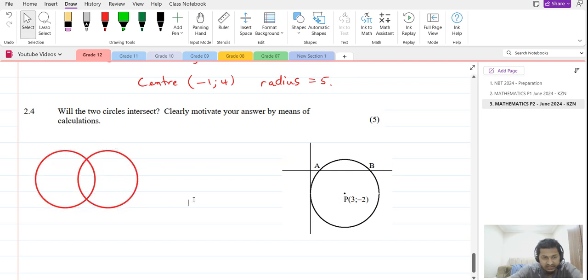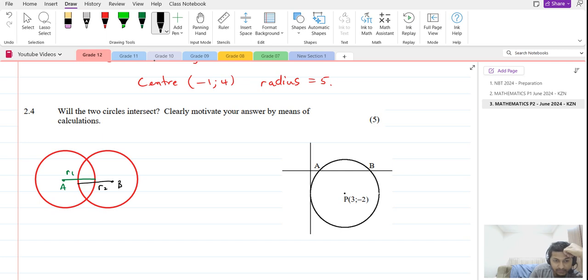So this is radius 1. We want to look at the intersecting circle, right? That's radius 1, and that is center A. And remember, that is center B, and this is radius 2. So we're going to take the distance between the centers and the sum of the radii.